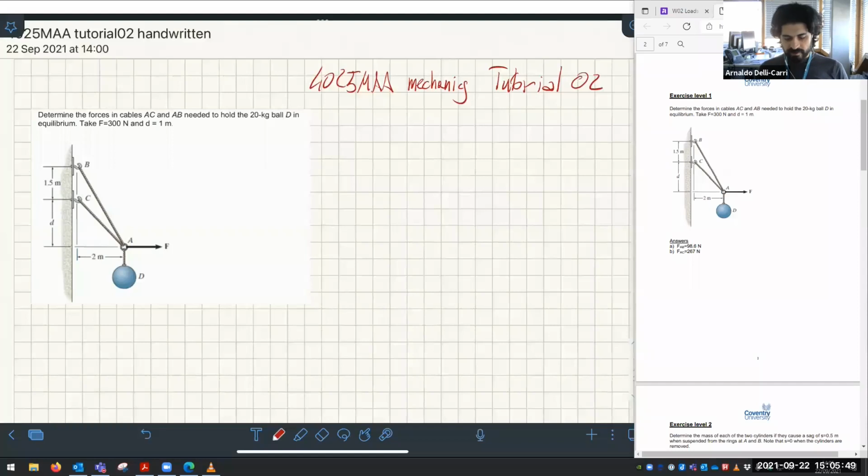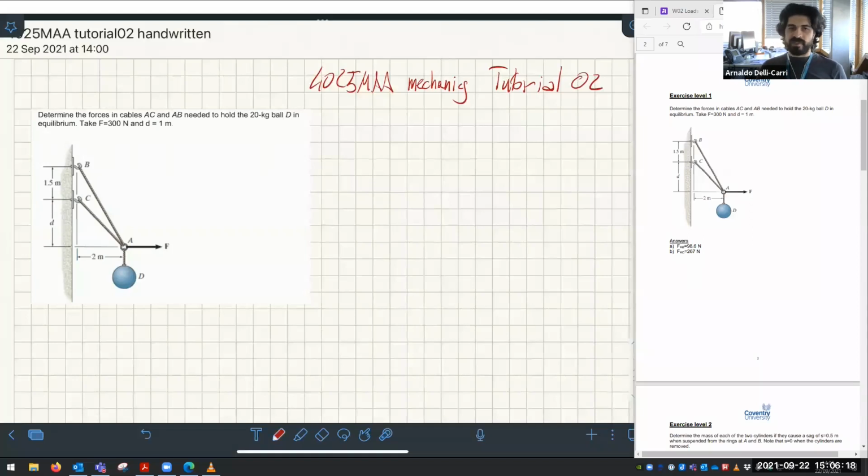For the first question, we want to determine the forces in cables AC and AB needed to hold the 20 kilogram ball D in equilibrium. We also know that there is an external active force of 300 Newton acting horizontally, and this distance D is 1 meter. So how do we go about that?